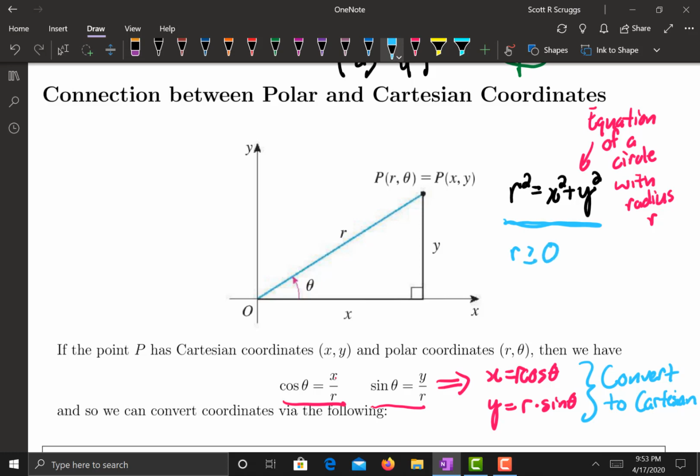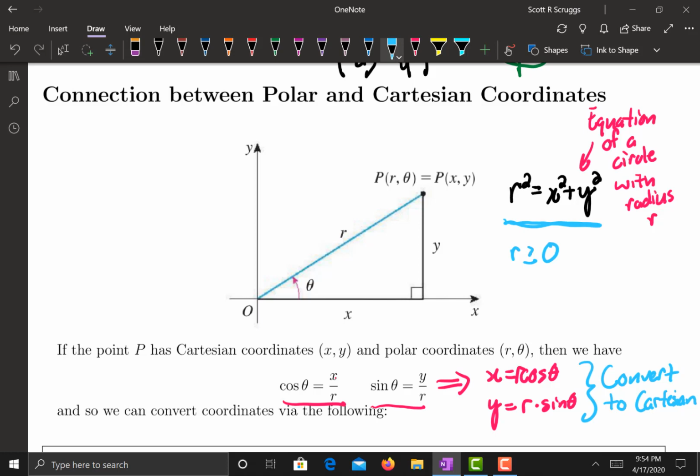because we initially think of r as the distance between the point P and the pole, for this conversion, I am going to assume that r is non-negative. And that's to avoid, when I take the square root of it, contemplating the negative answer of the square root.